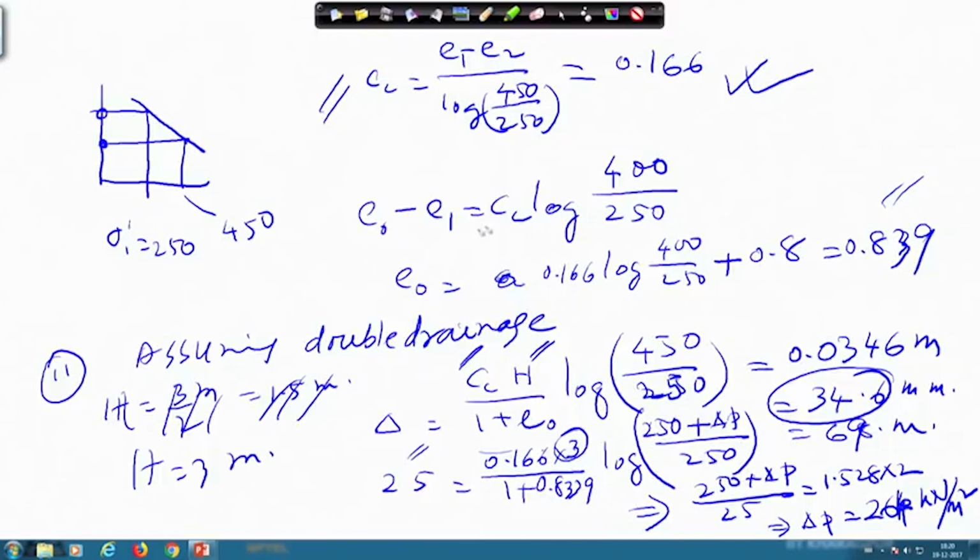So, e naught minus e 1 at 400 by 250, from here I got e naught. So, at 400 I know the e value, and at 250 actually what is the e value I do not know, suppose. So, I have to find out. So, I have got it this way, and then after knowing that I have to find out the total consolidation. Total consolidation settlement will be C C into H by 1 plus e naught, log of final pressure by initial pressure, this is the formula. So, I will get this calculation, this may be wrong. So, I will be multiplied by 2.